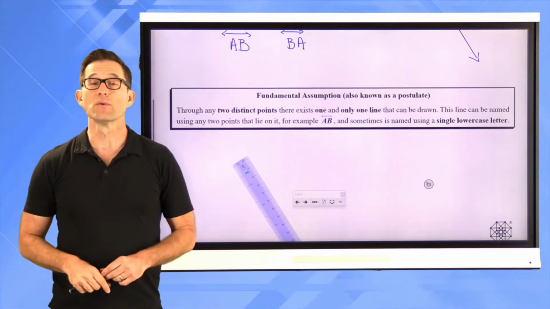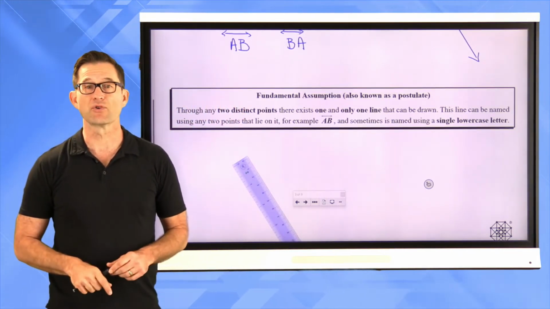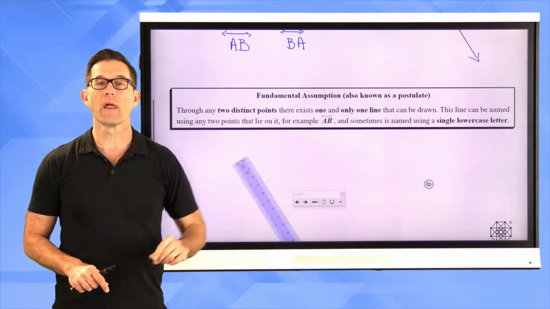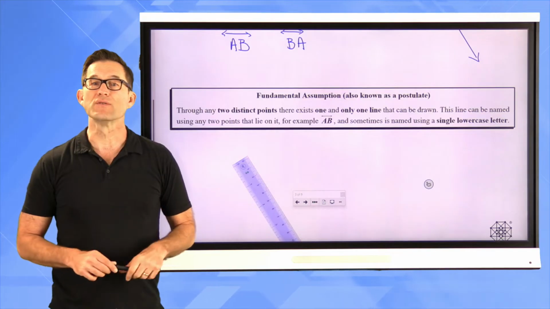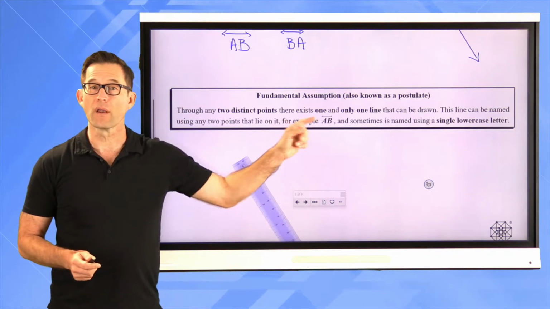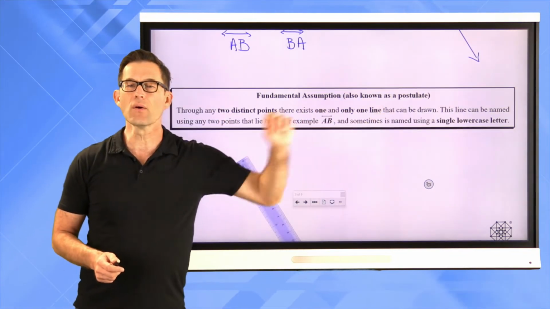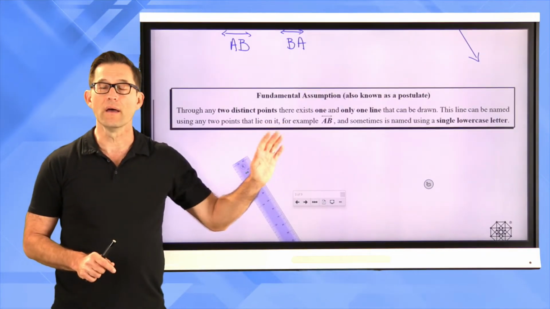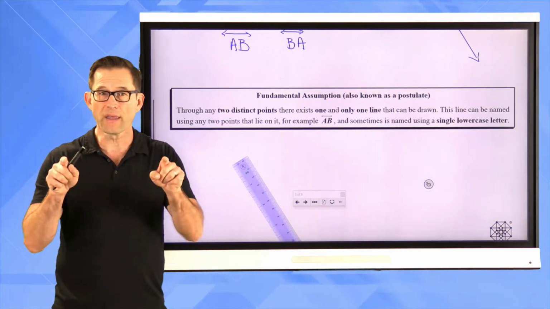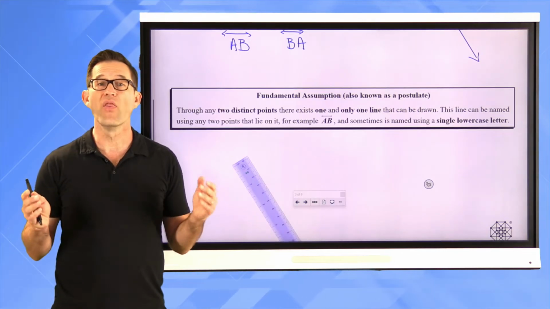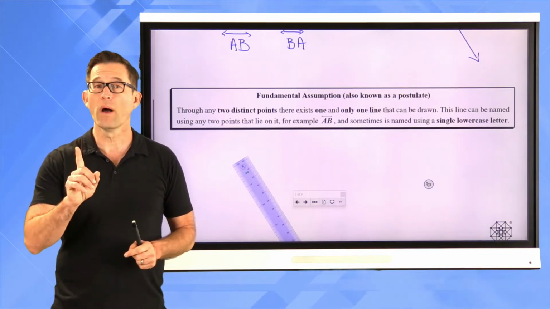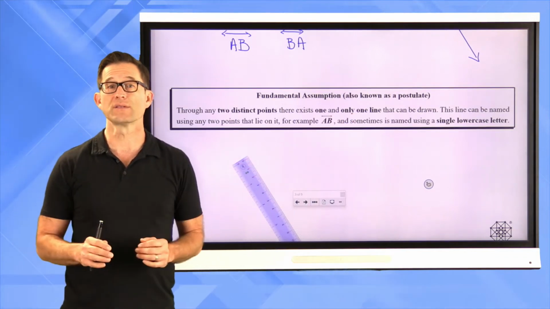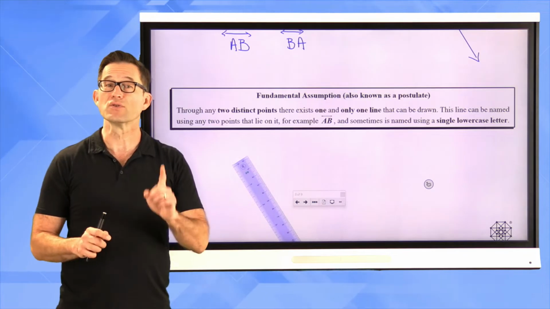A fundamental assumption, which is also known as a postulate in geometry. Through any two distinct points, there exists one and only one line that can be drawn. This line can be named using two points that lie on it, for example, AB with a little arrow over it, and sometimes using a single lowercase letter, which we'll see in the next exercise. Now again, this is a very important idea. There is only one line. If I give you two points, and I say draw the line that passes through them, there's only one that will do so. And this is an assumption about physical space. Now obviously there's lots of curved lines that can go through two different points, but there's only one straight line.